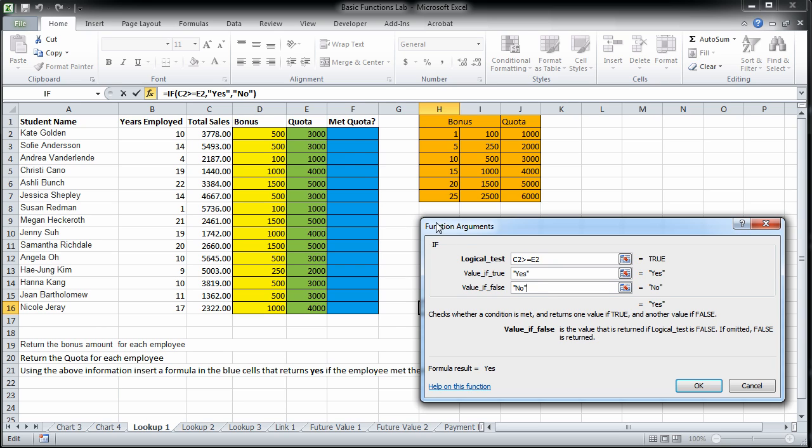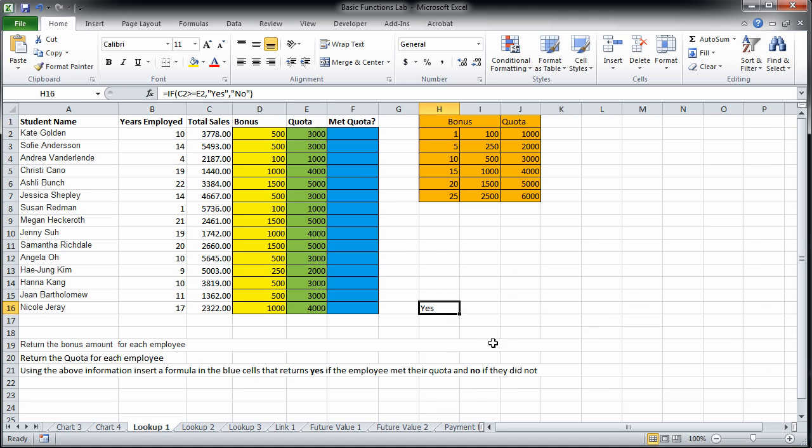Now, let me quickly go down here real quick in the means of auditing. Here's someone whose total sales is not greater than or equal to their quota. Yes, if they sold 4,000 and the quota was 4,000, they met the quota, right? Didn't say their quota had to be greater than 4,000. It just said it had to be 4,000. So I'll say okay.